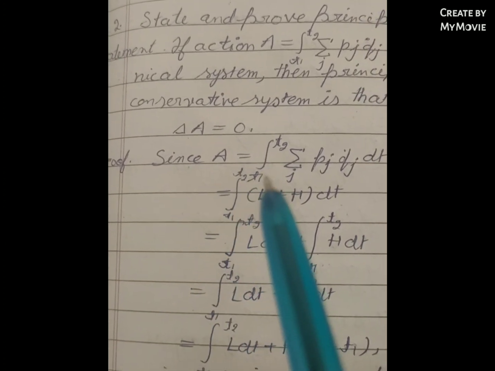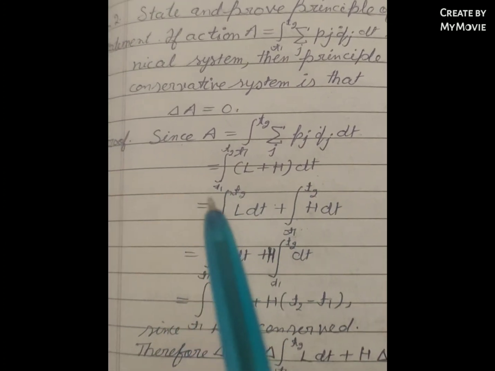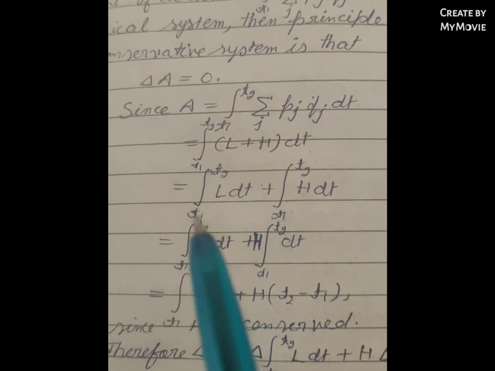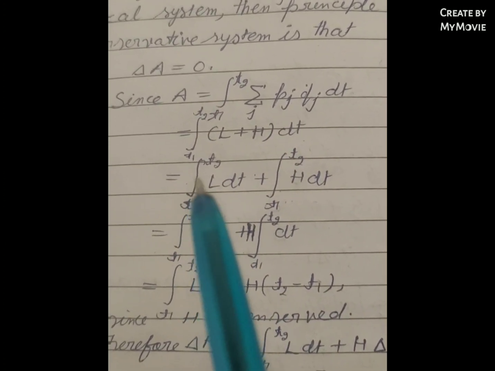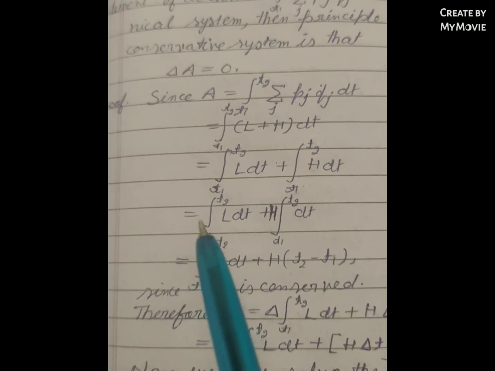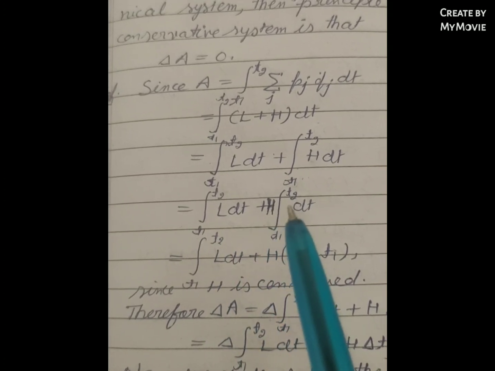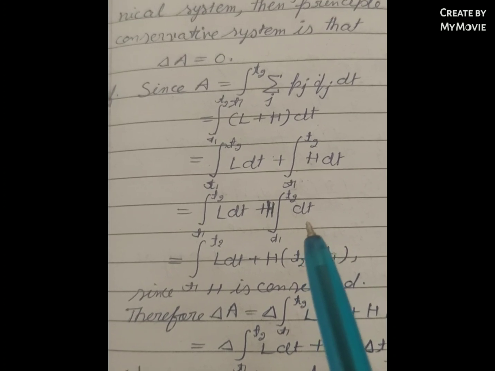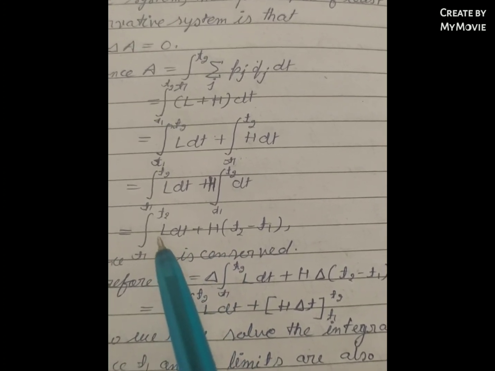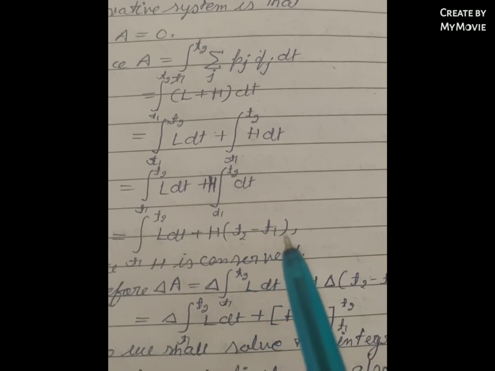Proof: since A is equal to the integral from t1 to t2 of sigma j pj qj dot dt, which is equal to the integral from t1 to t2 of (L plus h) dt, which is equal to the integral from t1 to t2 of L dt plus the integral from t1 to t2 of h dt, which is equal to the integral of L dt plus h times the integral from t1 to t2 of dt, which is equal to the integral from t1 to t2 of L dt plus h (t2 minus t1).